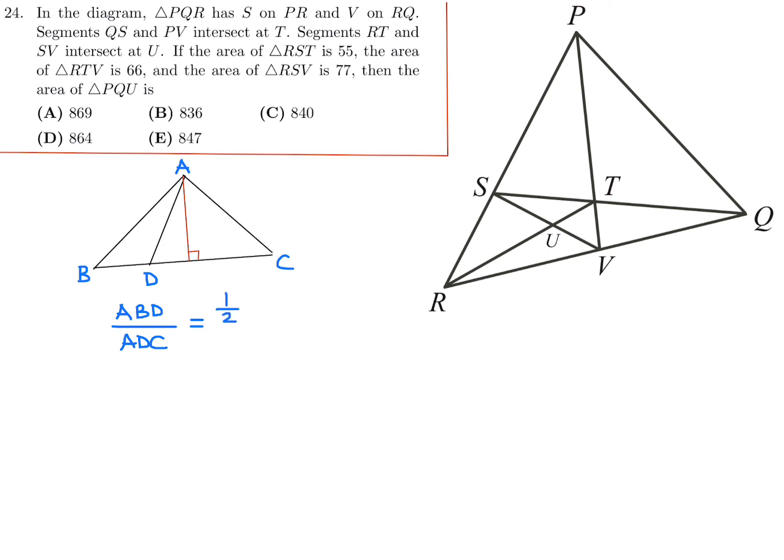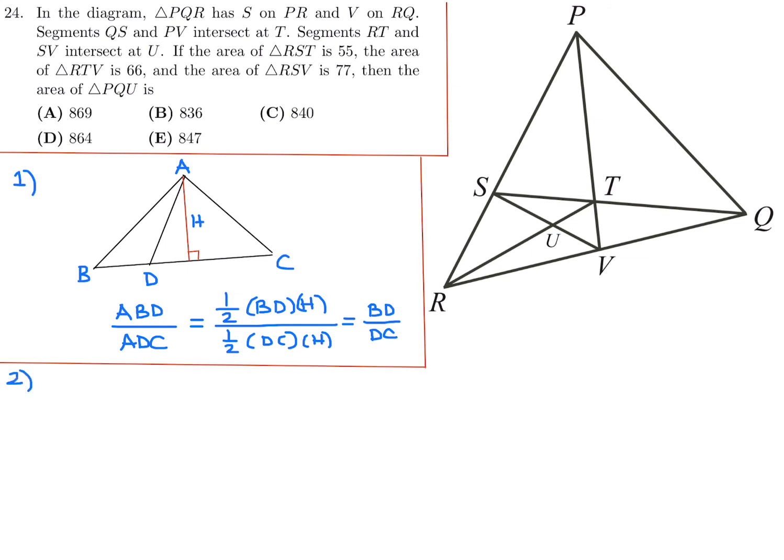ABD is 1/2 base times height. The base is BD. The height is this H. The area of ADC is 1/2 base times height. The base is DC. And the height, again, is H. So this just simplifies to just BD over DC. The halves and the H's cancel. So repeatedly in this question, we will use this concept that whenever you have two triangles that would have the same height, the ratio of their areas is the ratio of their bases. All right, so that is the first part of this question.